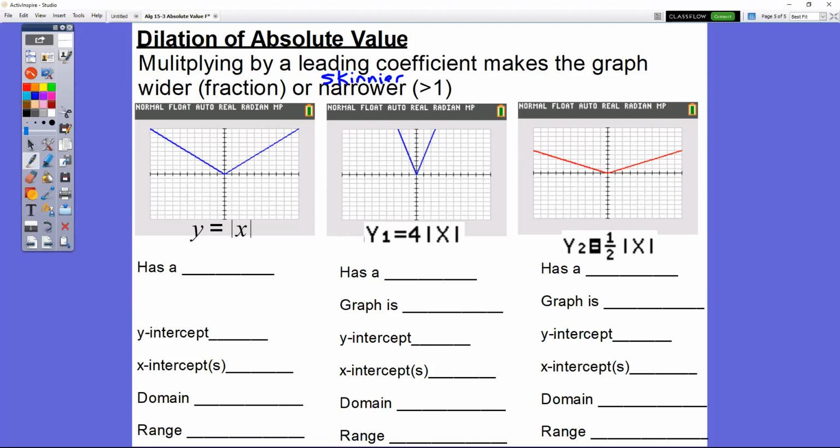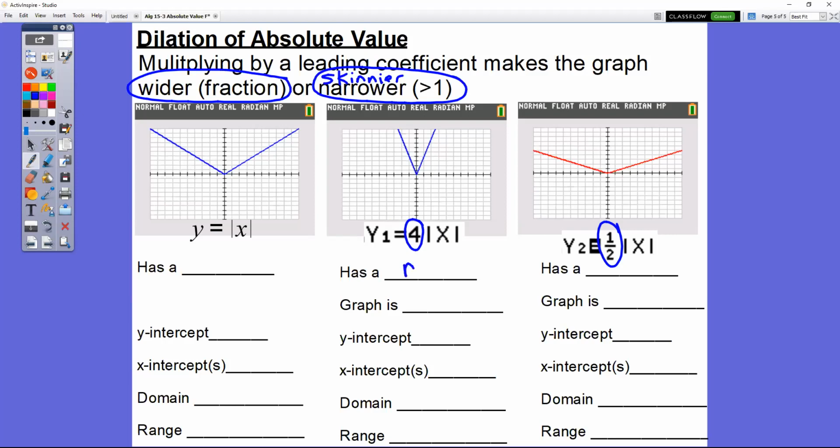If you're multiplying by a fraction, it's going to get wider. If you're multiplying by a number that is bigger than 1, it's going to get skinnier. This is just our original one over here. Notice that what we did here is we multiplied by 4. Here we're multiplying by 1/2. Notice how it took our original one, and because we multiplied the whole thing by 4, it got skinnier.